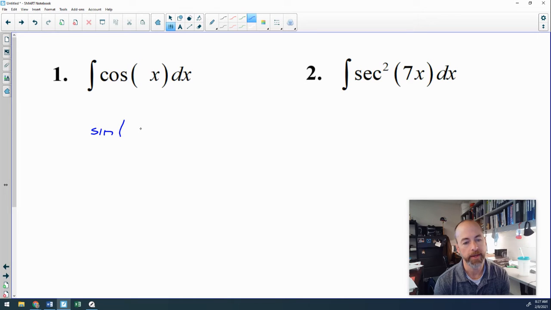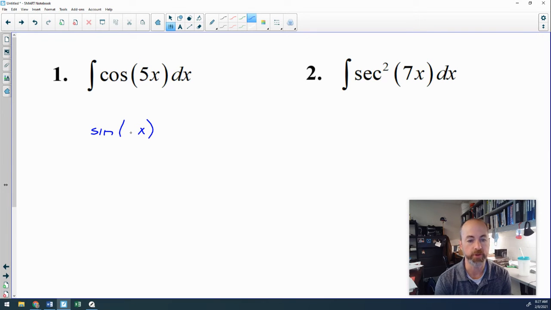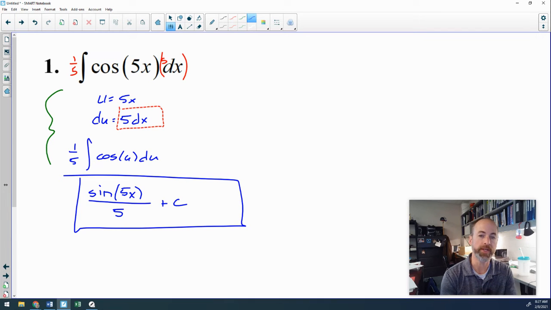Okay. Now the pattern I want you to recognize in that work we just did is that if you have an almost recognized antiderivative, and the only thing keeping it from being straight up recognition is a number in front of that x, you could go through and do u-substitution and it wouldn't take that long, but it will always end up being sine of, you just keep that constant, and then you will divide by it in the end. Sine of 5x over 5 plus c, which is exactly what we ended up with here when we did the u-substitution.